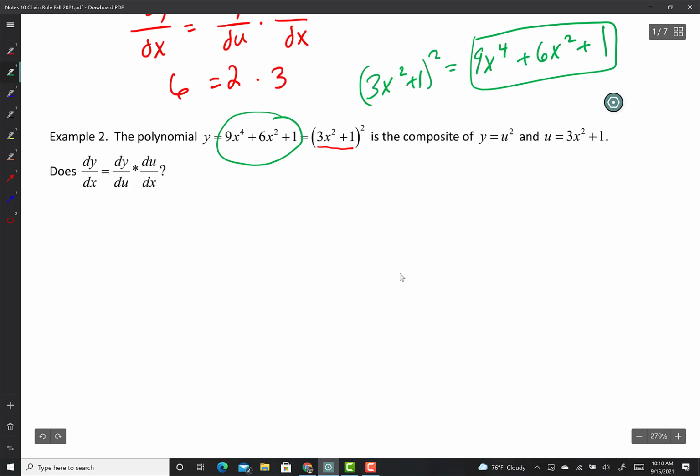Cool or not cool? Okay. And then I tell you it's a composite function of y equals u squared, where u equals 3x squared plus 1.